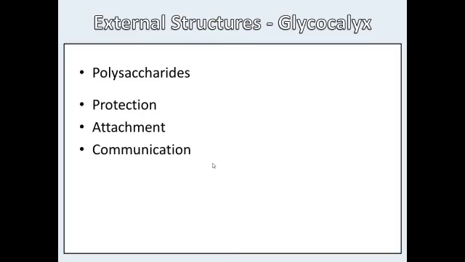Next up is the glycocalyx. Like prokaryotes, eukaryotes often have a glycocalyx. It is usually composed of polysaccharides. In multicellular organisms, it can be called the extracellular matrix. In any case, it functions in protection, attachment to other cells and to surfaces, and in communicating with other cells. Sounds like the glycocalyx in prokaryotes, huh?